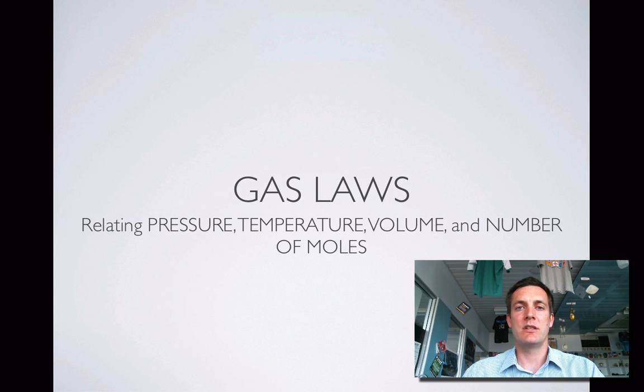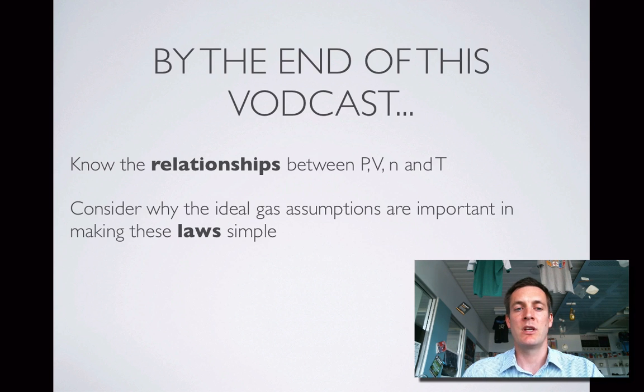This one deals with the relationships between certain not properties but conditions that gases might be under, namely pressure, temperature, volume, and the number of moles. And we give those things symbols: pressure, volume, number of moles, and temperature.